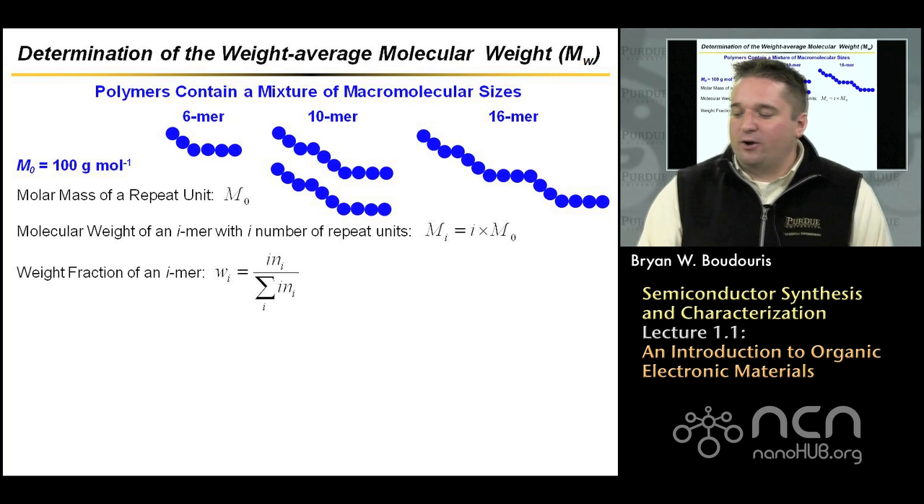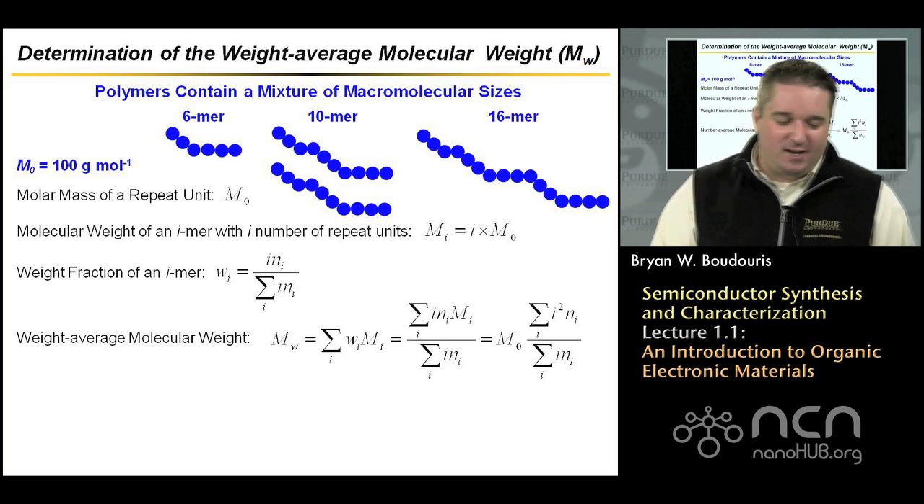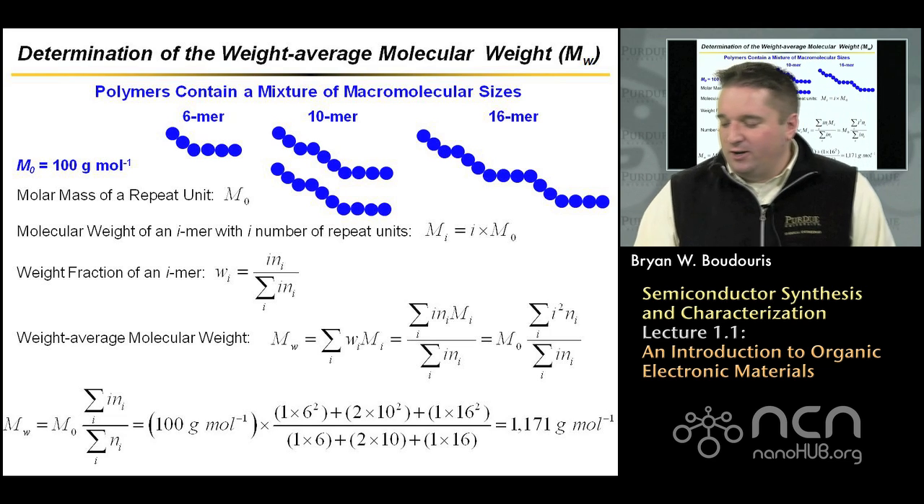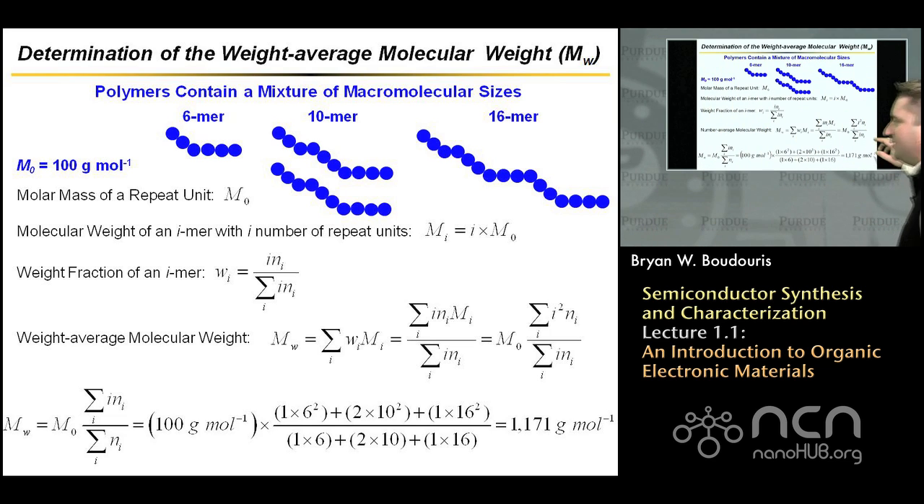Okay. If I go through the exact same math in this case as I did before, what I'll end up finding is that my formula reduces down to M naught times the summation i squared Ni divided by the summation i Ni. So here we have an extra i term both in the numerator and the denominator.